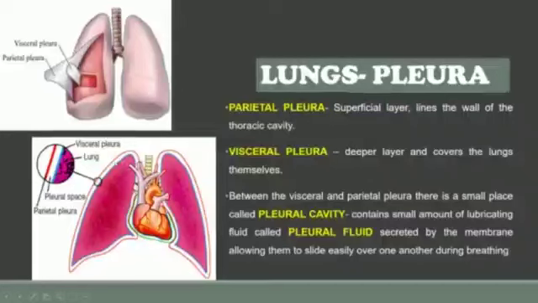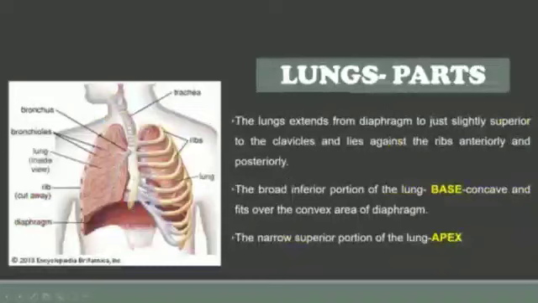The space between them is called the pleural space, which is filled with pleural fluid. The function of the pleural fluid is to reduce the surface tension, thereby allowing the membranes to slide against each other very smoothly. Inflammation of the pleural membrane is called pleuritis, and the accumulation of excessive fluid is called pleural effusion. Now we have seen the parts of the lungs. The broad inferior portion is called the base of the lung, and the narrow superior portion is called the apex of the lung.